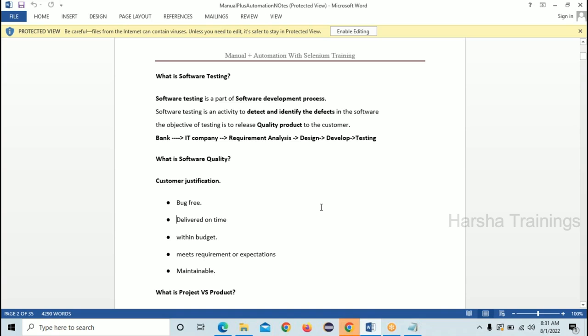Product is nothing but, just now you people joined in the GoToMeeting, right? GoToMeeting, Microsoft Teams, and Zoom. These types of applications are called products, because that product is developed once, but it is sold to other companies. That is called product.